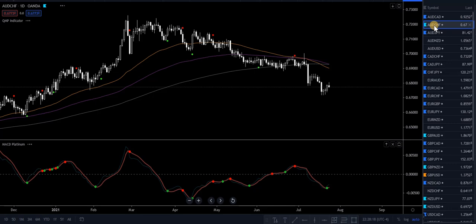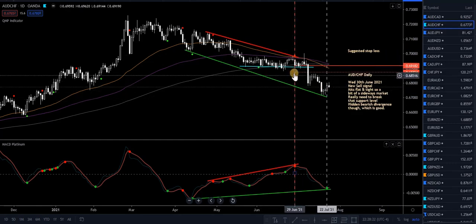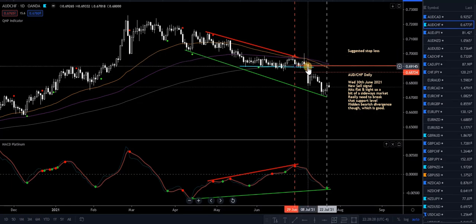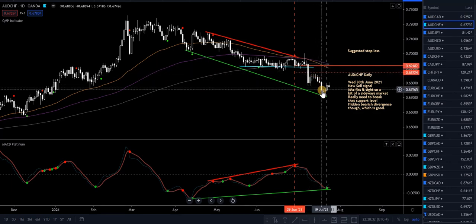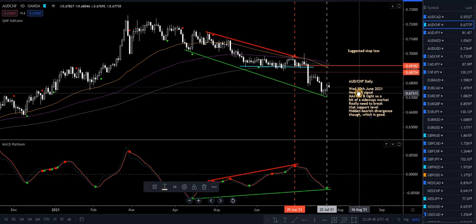AUDCHF, it's highlighted in blue. Something must have happened if it comes up. Okay, here was a sell back here. Went against me, didn't stop me out, came very close apparently. Went down, had this little pullback, came back down again. All I've done is probably suggested close half and bring the stop down. So we're in a good trade here.